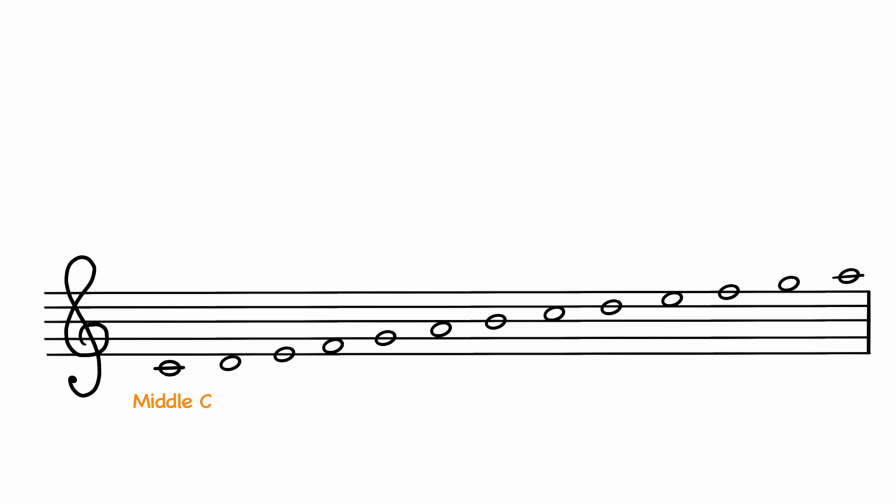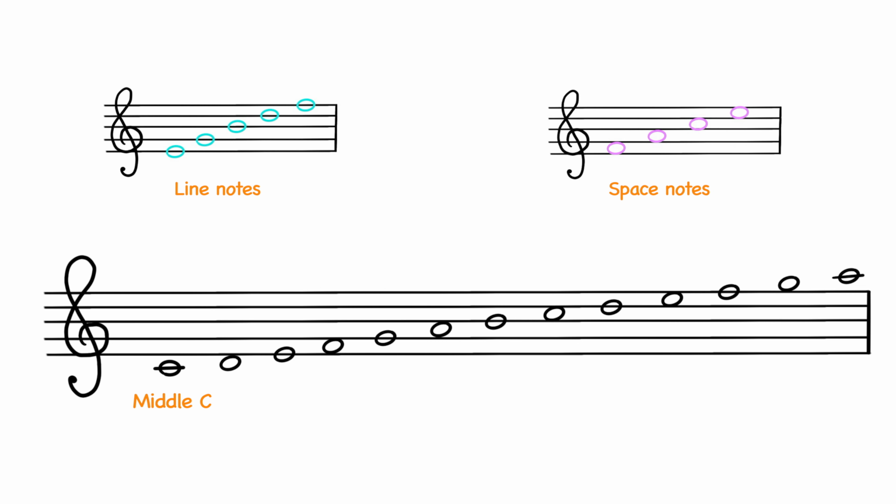There are 2 types of notes on the stave: line notes and space notes. Each line and space represent 1 note. Middle C is here. It is a line note. After the line note, there is a space note. The letter after C is D, so D is the space note after middle C.